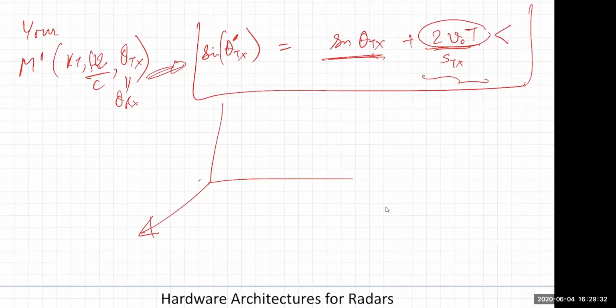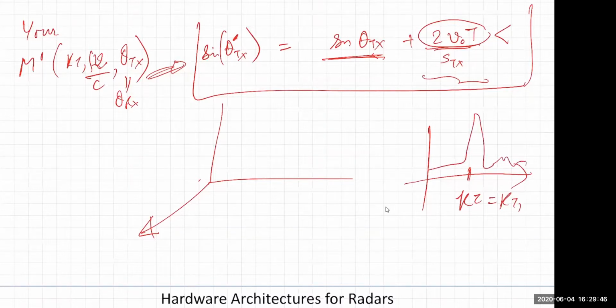Does everyone follow what I mean by strong energy here? Let's take an example. When you do IFFT, whenever K tau is equal to K tau 1, you essentially see a strong signal and a strong energy here.